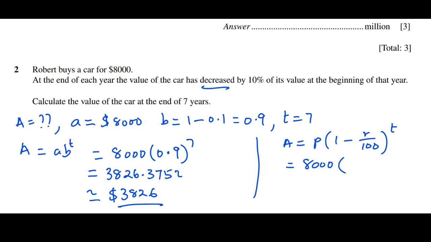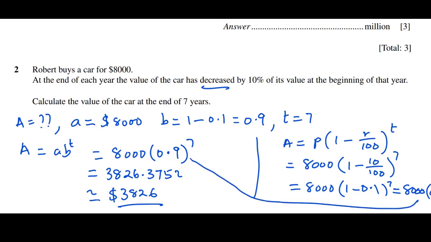Initial value 8,000. We have 1 minus 10 over 100, raised to power 7. This is going to be 8,000. Of course, this is 1 minus 0.9 raised to power 7. It gives us 8,000 into 0.1, sorry, this is 0.1. So this gives us 0.9 raised to power 7. And you will see that this is the same thing we got here, and that will still give us the same answer.